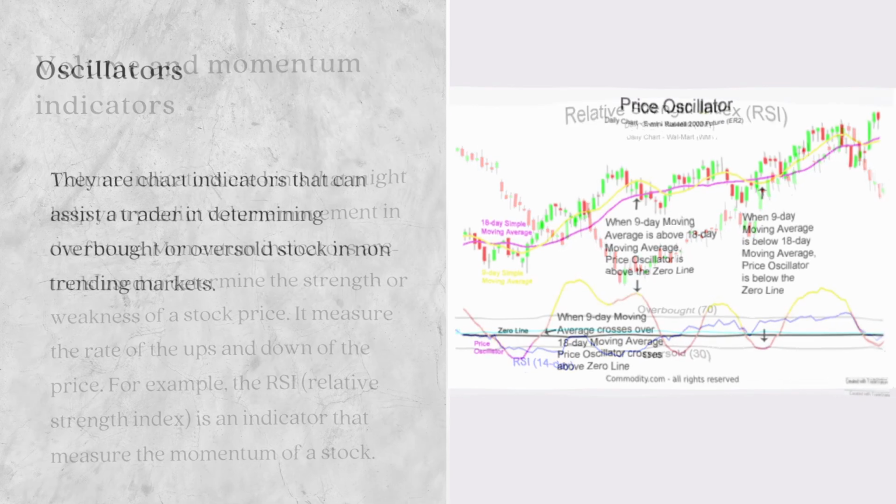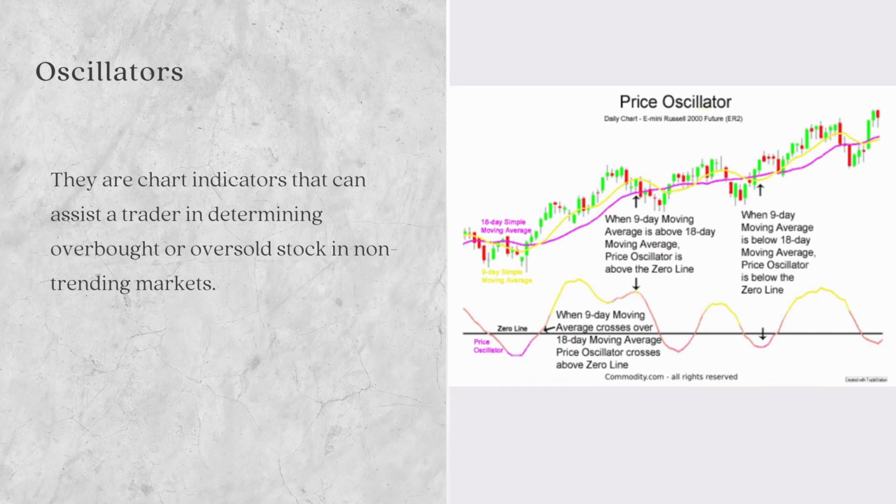We also have oscillators. These are chart indicators that can assist a trader in determining overbought or oversold stocks in non-trending markets. In order to create a trend indicator that fluctuates within these bounds, an oscillator creates high and low bands between two extreme values. They are momentum indicators and often used with moving averages indicators to signal breakouts or reversals.